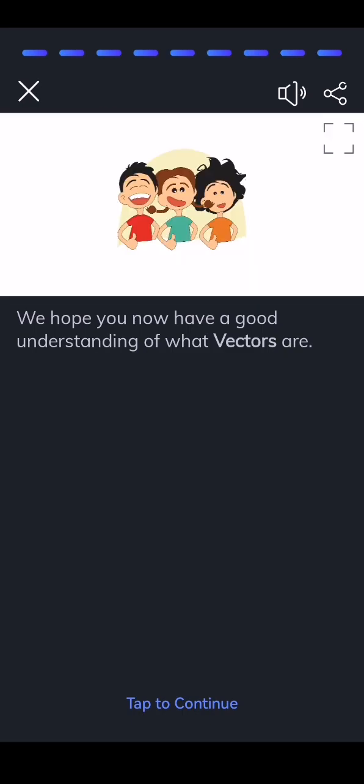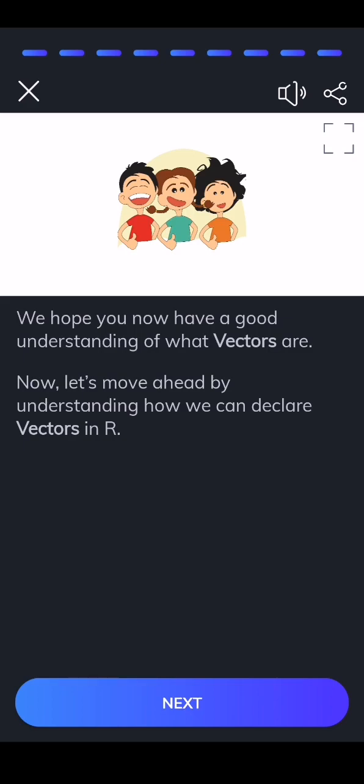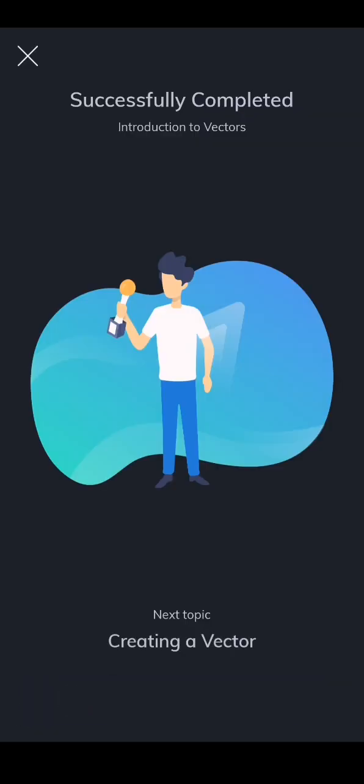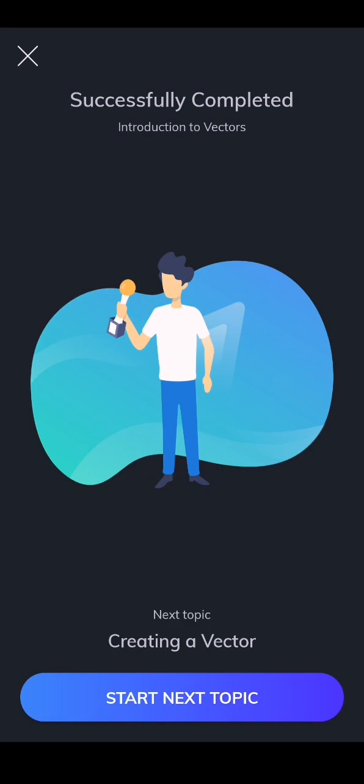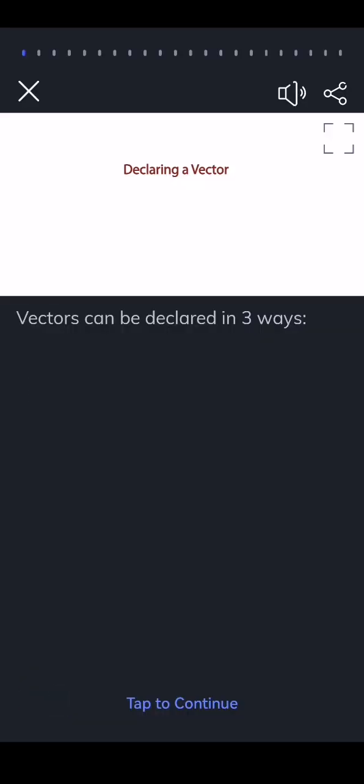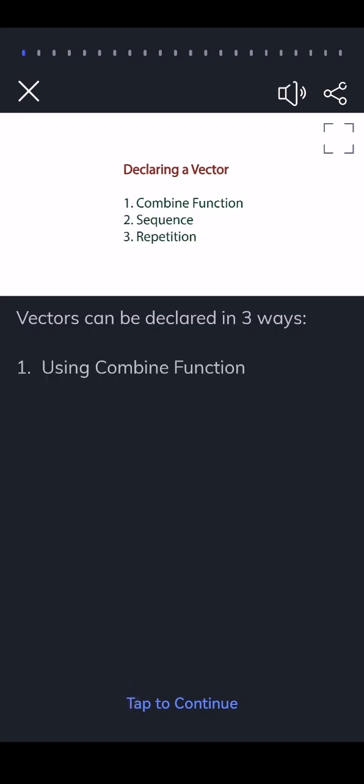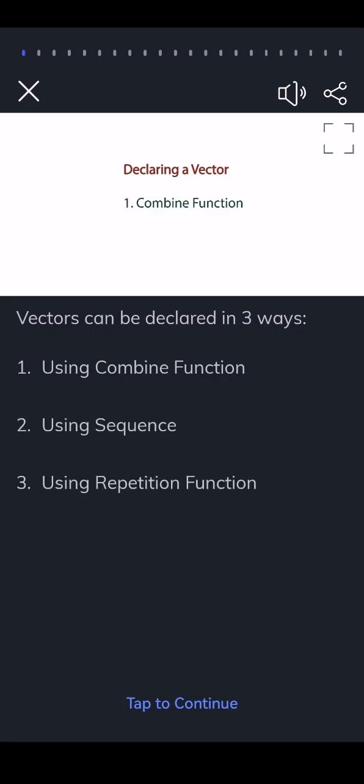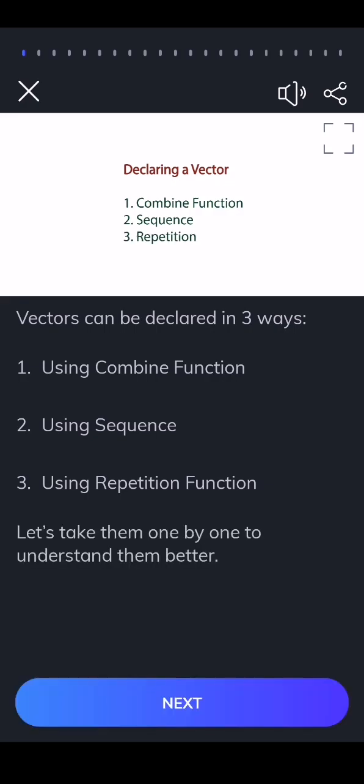We hope you now have a good understanding of what vectors are. Now, let's move ahead by understanding how we can declare vectors in R. Vectors can be declared in three ways. Using combine function. Using sequence. Using repetition function. Let's take them one by one to understand them better.